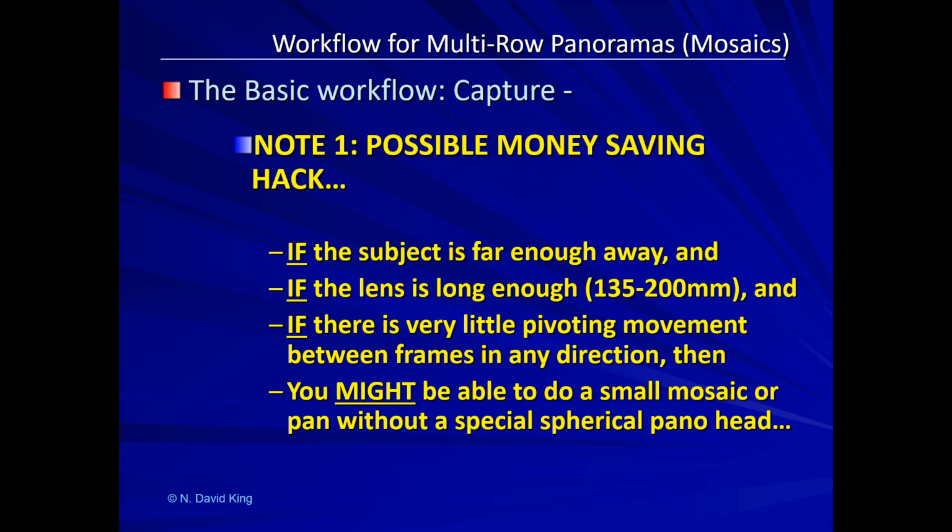For example, I did one of a large aloe bush in my yard by standing across the yard and shooting it with a 400 millimeter lens. There was only a couple of degrees of movement between each shot, and it worked out fine. And there was nothing in the foreground.